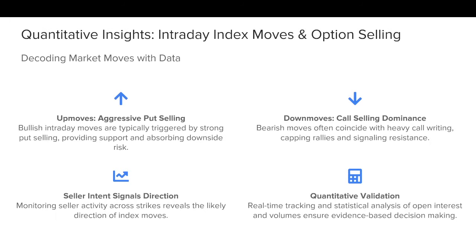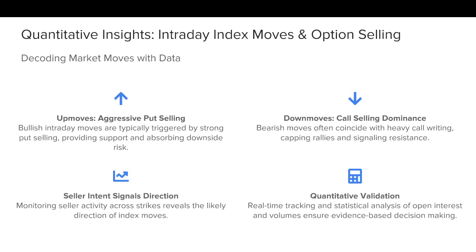Down moves are preempted by aggressive call selling dominance. Bearish moves often coincide with heavy call writing, capping rallies and signaling resistance. So seller intent signals direction. Monitoring seller activity across strikes reveals the likely direction of index moves. Quantitative validation: real-time tracking and statistical analysis of open interest and volumes ensure evidence-based decision making.